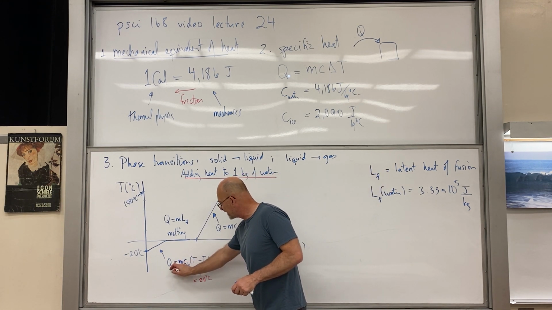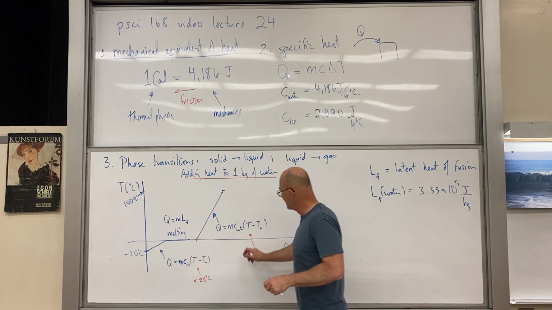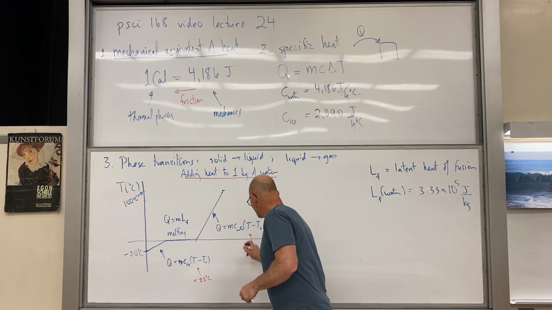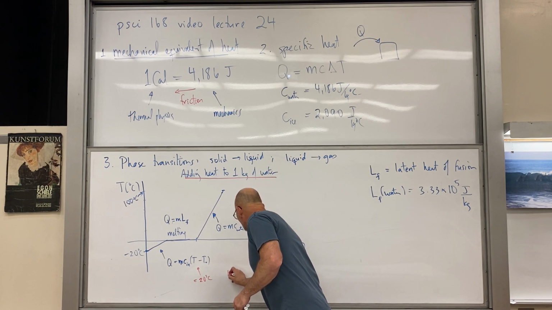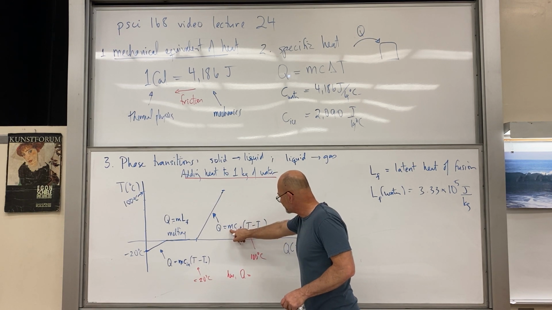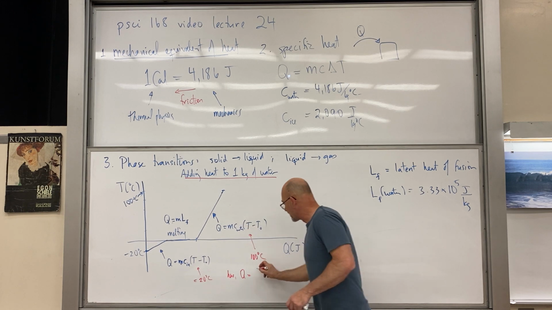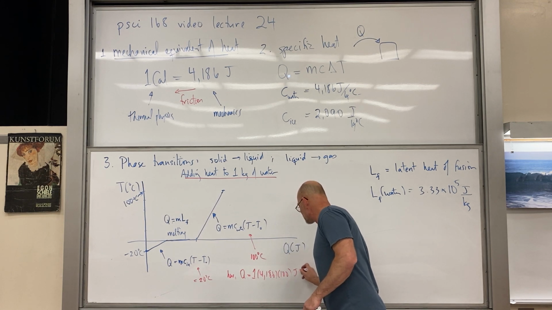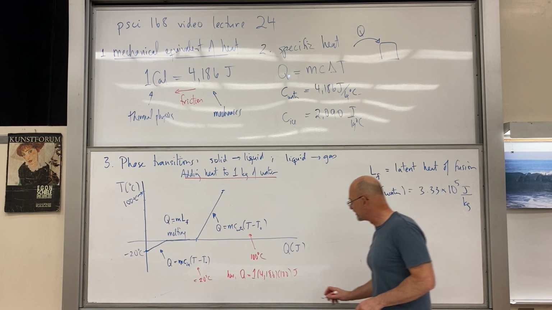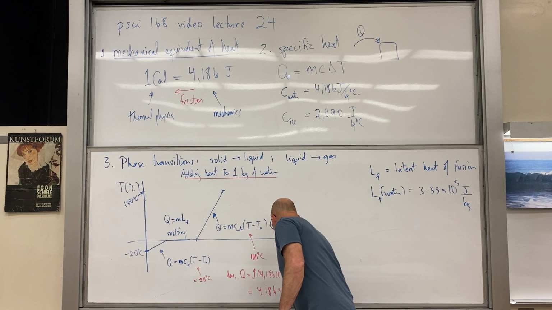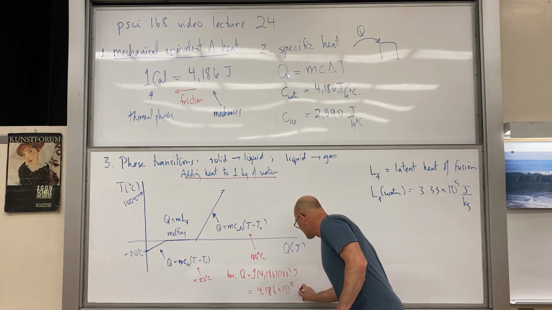We could give each of these a name. This would be Q of heating the ice. This would be Q of melting the ice. This would be Q of heating the water. But let's go ahead and compare this. So here, Q is equal to 1 kilogram times, let's just write it out, 4,186 times 100, and that's going to be joules. We'll plug that in. So what is that? That's 4.186 times 10 to the 5 joules.